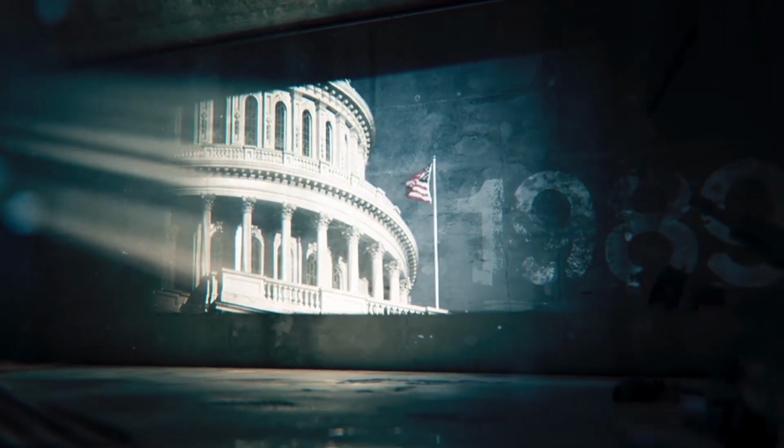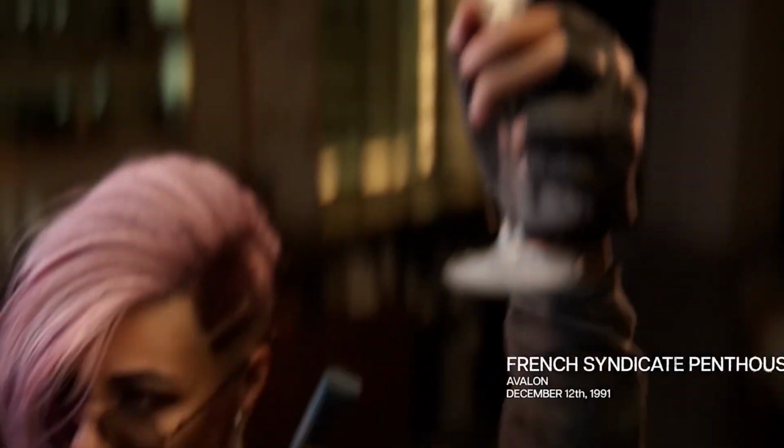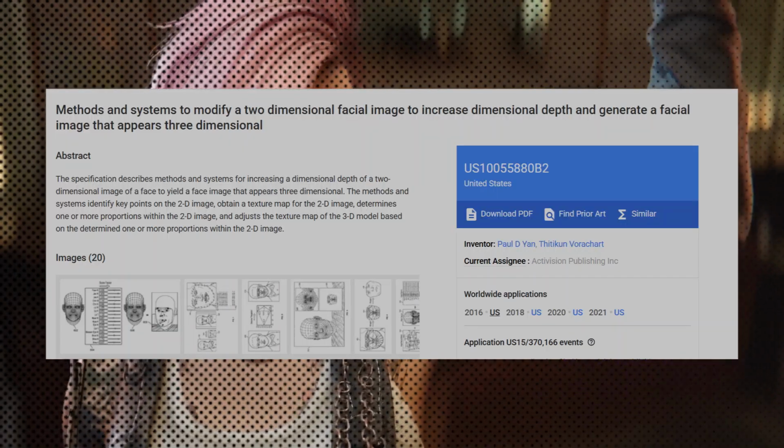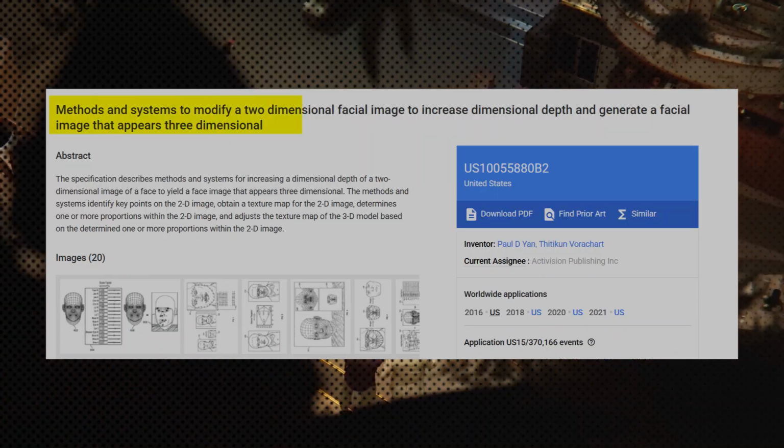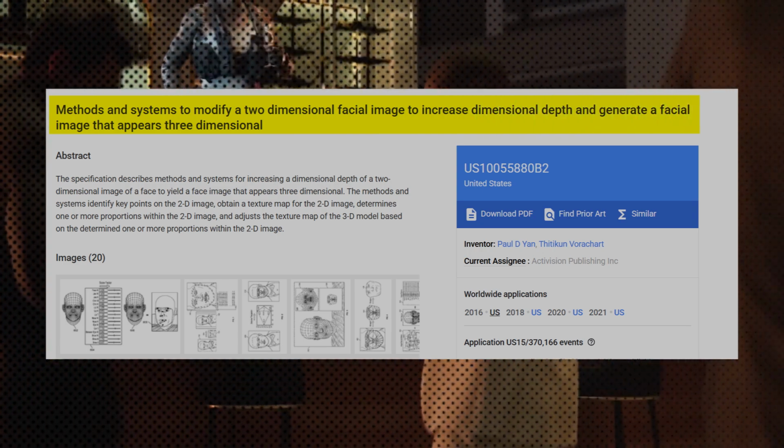Yet, there's no in-game feature that requires it. Neither the game itself nor its anti-cheat software has any reason to interact with your camera. So why is it happening? The answer might be hidden in an official Activision patent titled Methods and Systems to modify a two-dimensional facial image to increase dimensional depth and generate a facial image that appears three-dimensional.